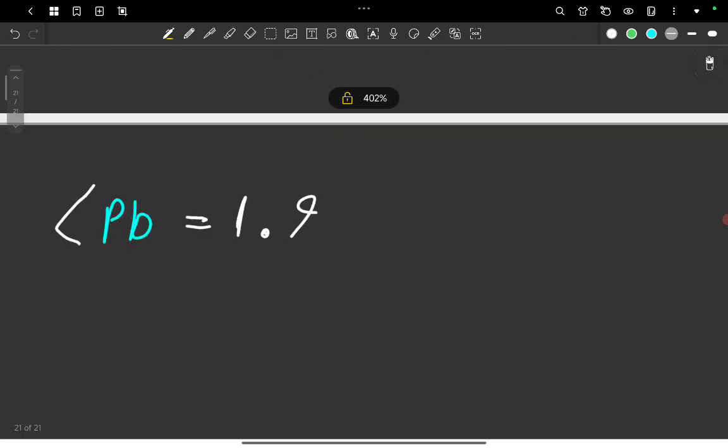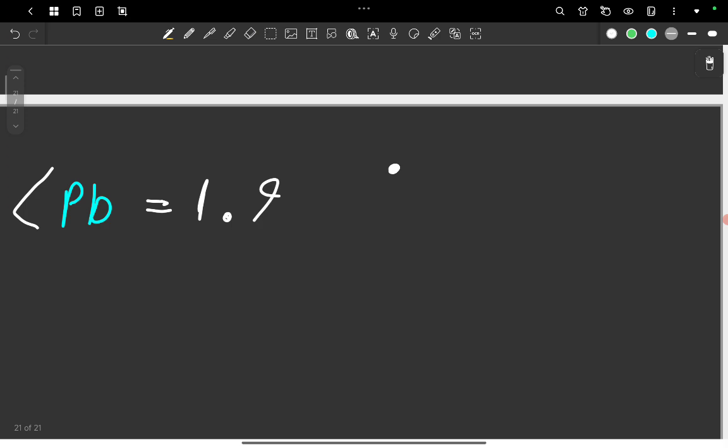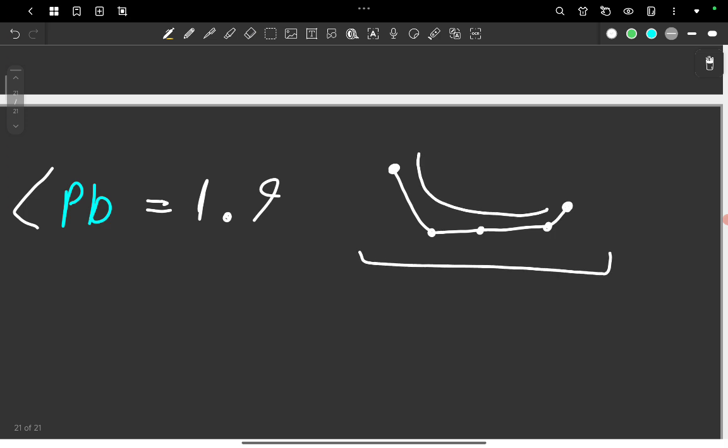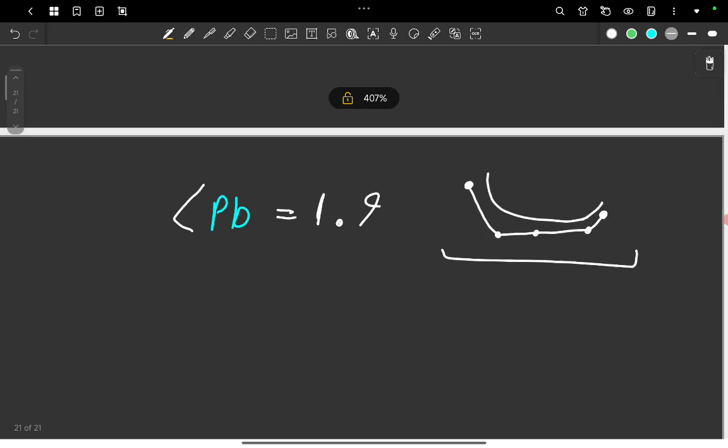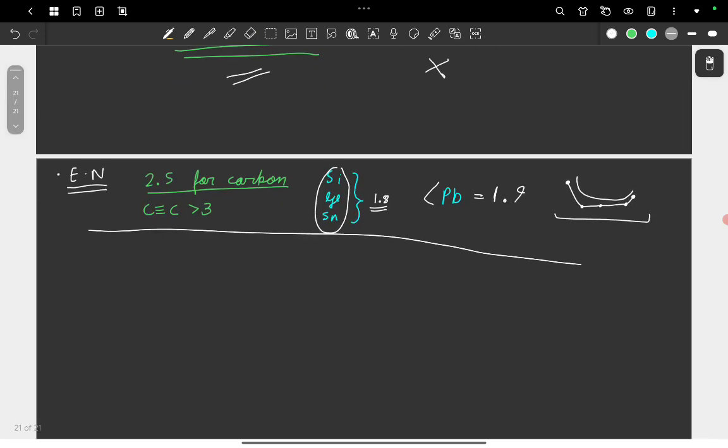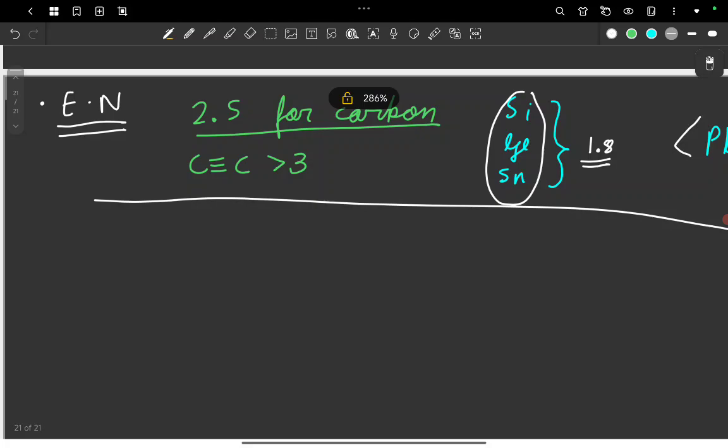So if I had to describe this trend, it goes somewhat like this. Carbon is up here, then the rest of the three are on the same level, and lead is just slightly higher at the end. So maybe this graph can help you remember the thing better. Let's call this a boat graph. Yeah, so that was it about electronegativity.